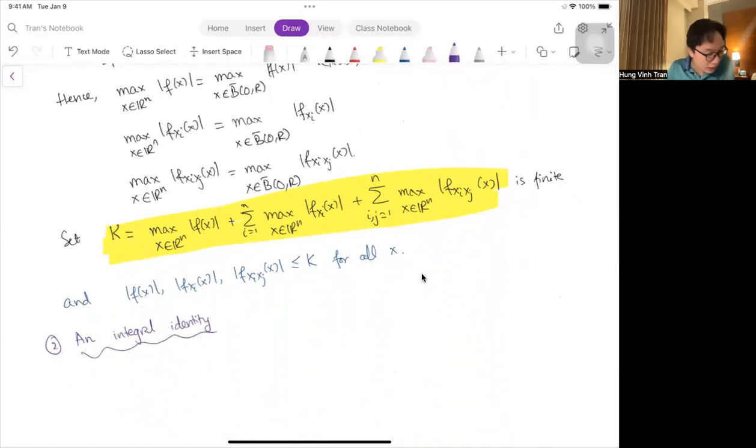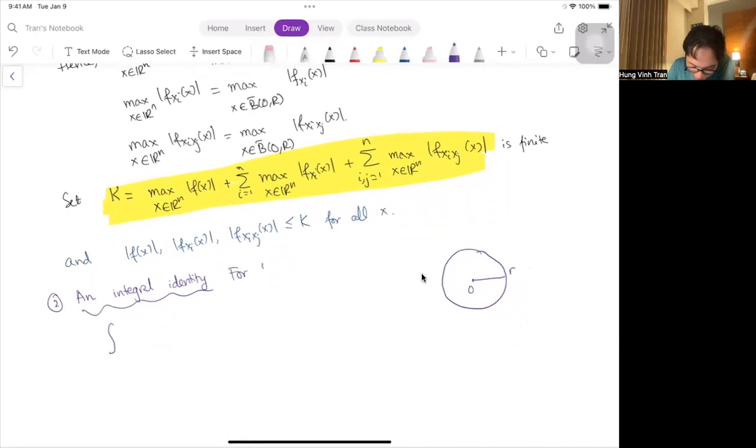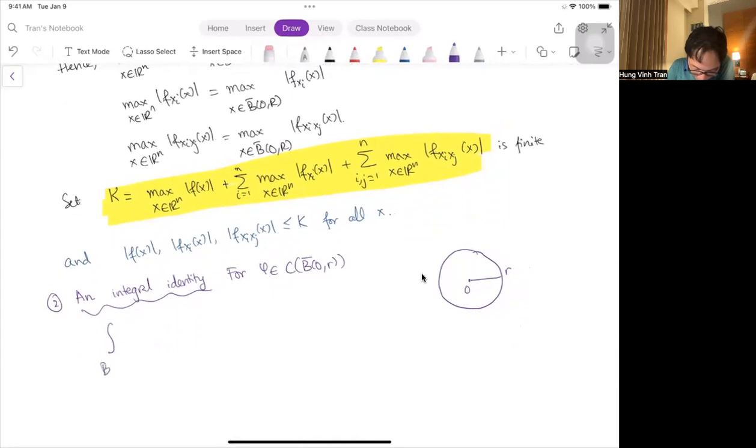This is about how we integrate a function in a ball. Let's say that we are in a ball of center 0 and radius, let's call it a different number, radius little r. So for phi being a continuous function in this ball, center 0 radius r, how do we compute this integral, integral over B(0,r) of phi(x) dx?